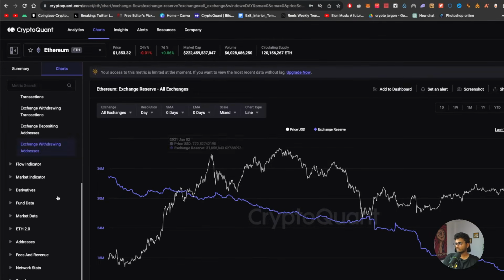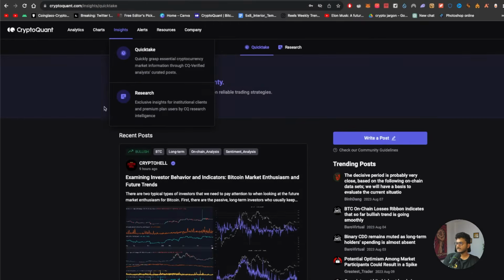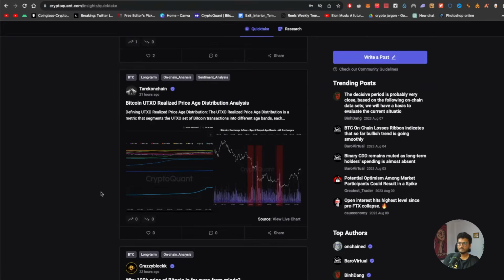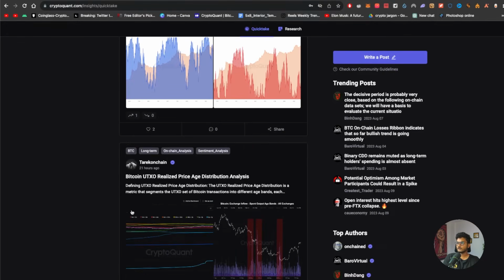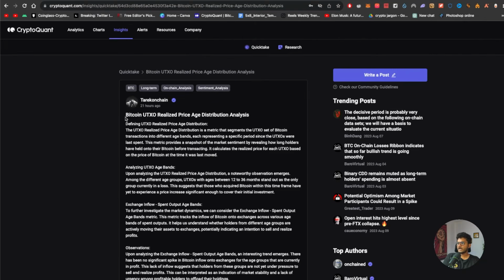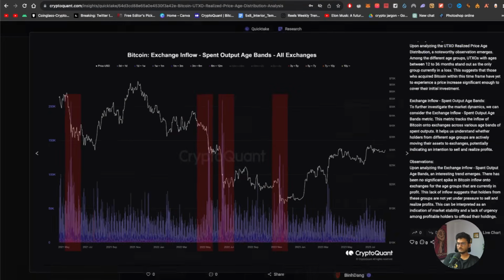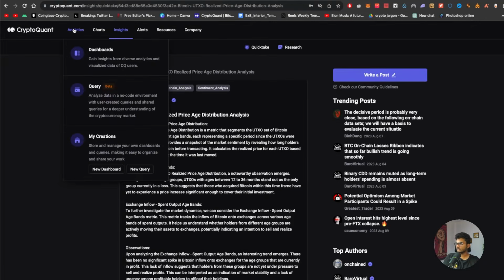Now, if you don't know how to use this data, you can just click on insights, and here you will see a lot of people writing articles based on the on-chain data, and you can read this data and see how they are deriving their conclusions and learn from them. For example, if we take this article here, they have a Bitcoin UTXO realized price age distribution analysis, and they have written their analysis here and how it affects the price they have concluded. So you can use this and learn to do this analysis more.